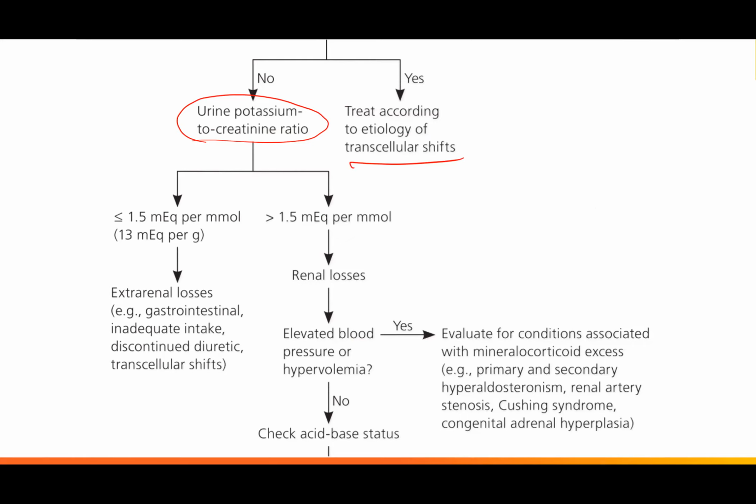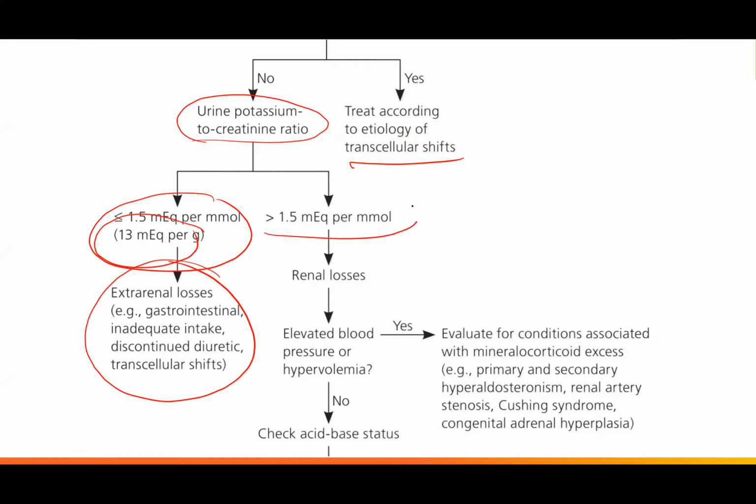Suppose urine potassium creatinine ratio is less than 1.5 in millimoles, or less than 13 if you express per gram, then that means the kidney is not the culprit and he is losing from somewhere. Extrarenal losses: gastrointestinal, inadequate intake, or diuretic use, or transcellular, or there is diarrhea and vomiting. If the excretion is more, that means the kidney is the culprit.